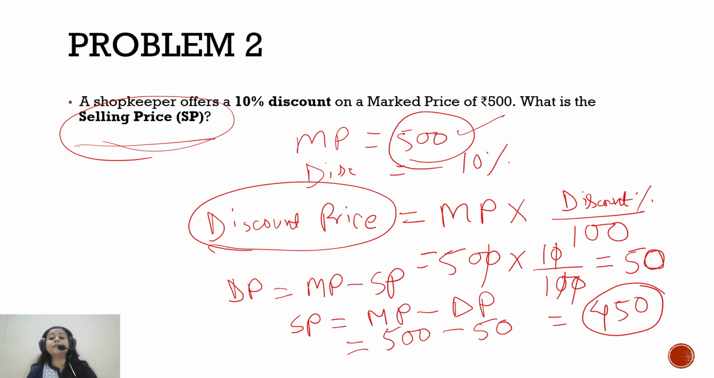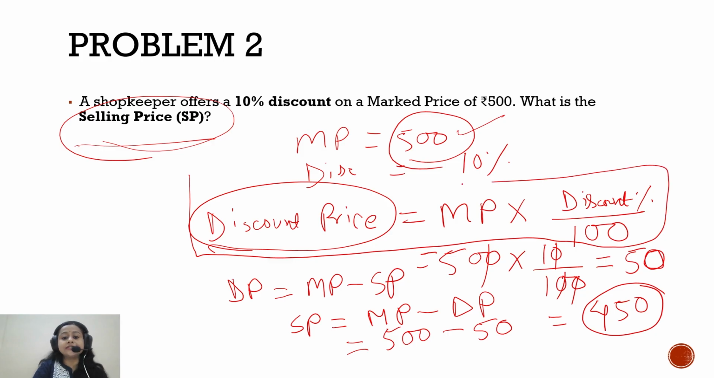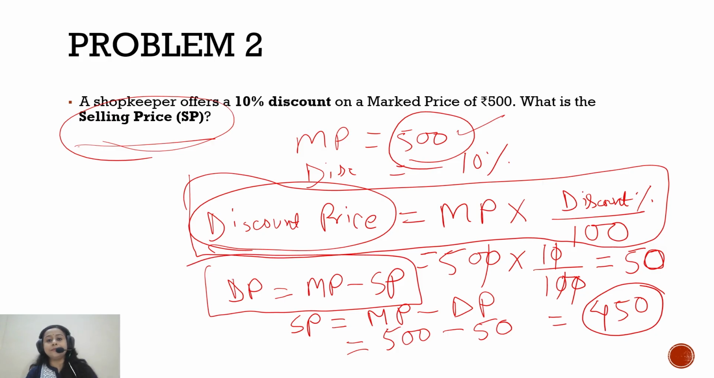So here we have applied two formulas. First, we calculated the discount price, the discount amount, from the marked price and discount percentage. Then we used this formula to find the selling price. Right? Let us move to the next problem.